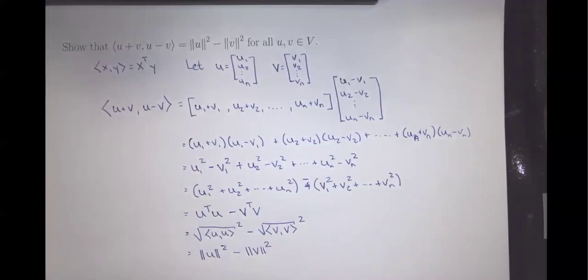And so just by making that calculation, rearranging a little bit, we can show that the inner product of u plus v with u minus v is equal to the norm of u squared minus the norm of v squared.